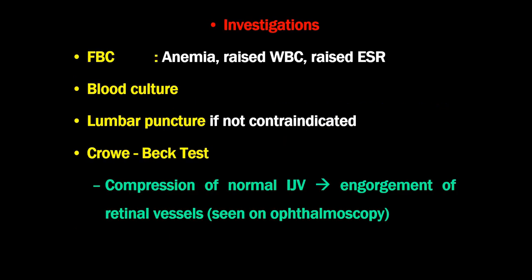Investigations are performed. Full blood count is performed to rule out anemia, raised WBC and raised ESR. Blood culture to find out the organism. Lumbar puncture if not contraindicated. When there is high CSF pressure, then lumbar puncture cannot be performed. Next is Crowe-Beck test, which is the compression of the normal internal jugular vein. There will be engorgement of the retinal veins, which is in ophthalmoscopy, because only the normal IJV brings venous blood from the brain to the heart.